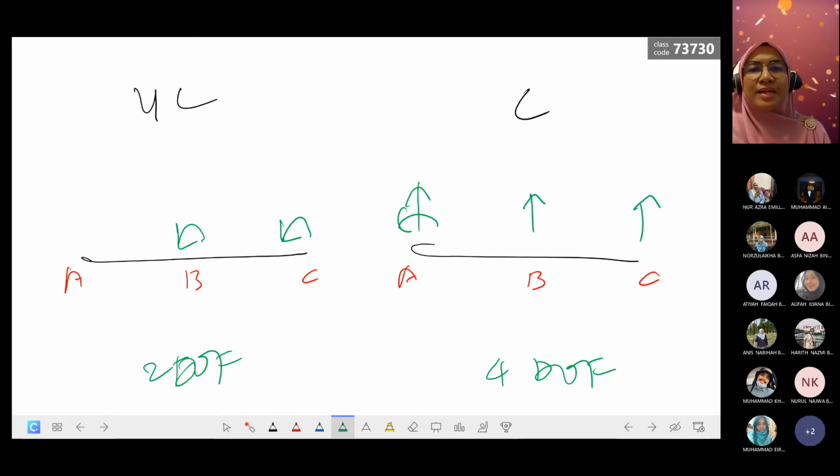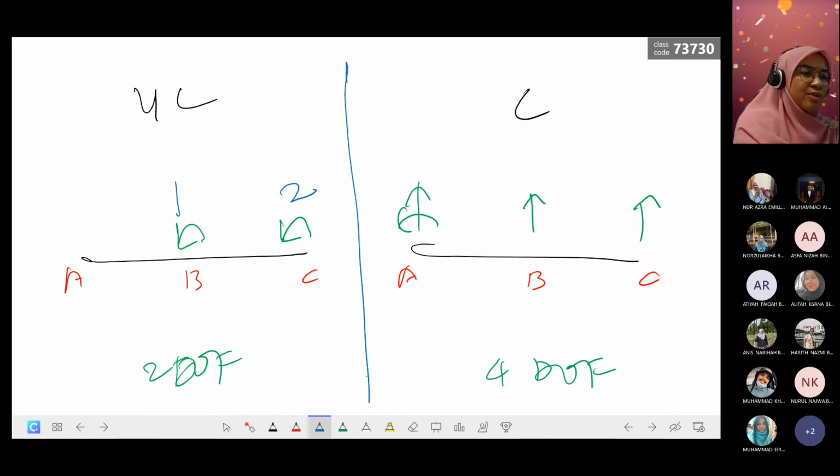That's why kena faham truss dulu sebab truss yang paling senang. Dan in terms of position tu, in terms of labeling tu truss yang paling senang lah. 1, 2, 3, 4 kan masih lagi senang kan? Yang ni boleh tak nak label 1, 2, 3, 4? Tak boleh kan? Kita tak boleh label 1, 2, 3, 4 sebab kita pisahkan dua ni kan.